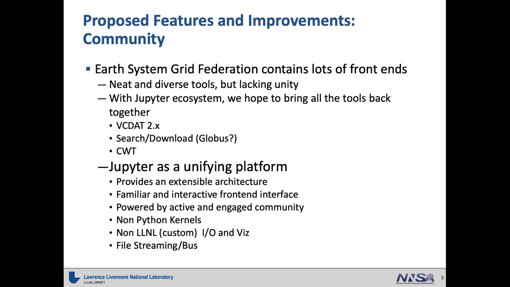We feel like the Jupyter ecosystem and the JupyterLab platform gives you the opportunity to put a lot of things together and unify this group of applications, so you can have a climate data analysis suite of tools. VCDAT would be one part for the visualization, but you can also have a search and download app that would let you download data from Globus and CWT. We have several different applications, and we feel like they could all intercommunicate and also connect on this platform through a front-end way.